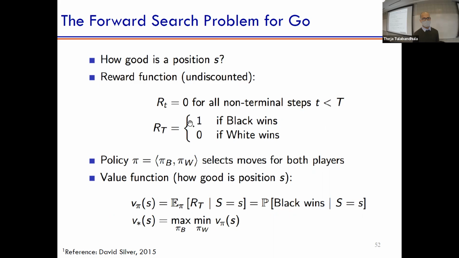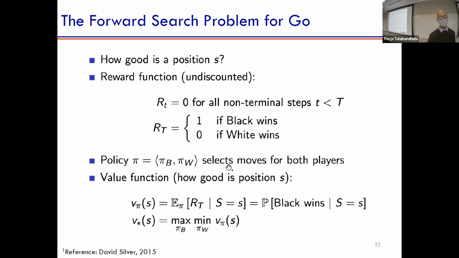So let's say at some terminal situation, time step t, the black player wins, then the R_T value is equal to 1, and if the white player wins, the R_T value is 0. If this is a game, both players are following some policies, right? What to do in each situation. So let's just put them together, zip them up basically. Let's call that policy pi.